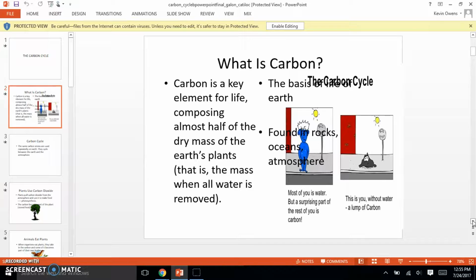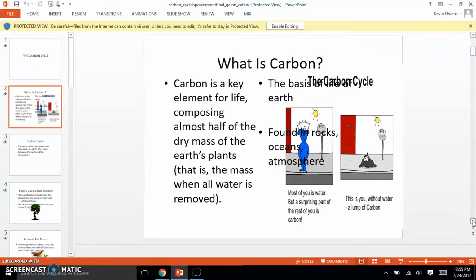Carbon is a key element for life, composing almost half of the dry mass of the Earth's plants. That is the mass when all water is removed. Carbon is also referred to as organic. Anything that is organic is considered to have carbon, and anything inorganic, like water, H2O, doesn't have carbon in it, so it would be an inorganic substance. The basis of the earth is found in rocks, oceans, and the atmosphere.